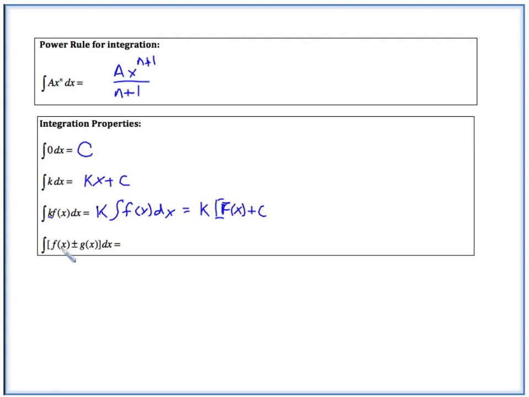Now, if we have the integral of two functions that are added or subtracted together, okay, we can actually separate these functions out. So this would be like the integral of f of x dx plus or minus the integral of g of x dx. So these are just some simple things that might help us find some antiderivatives.